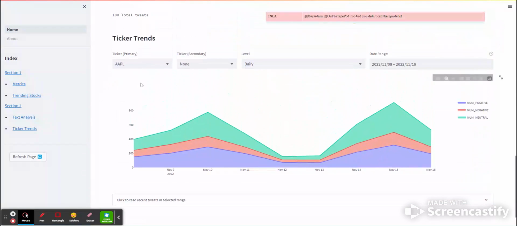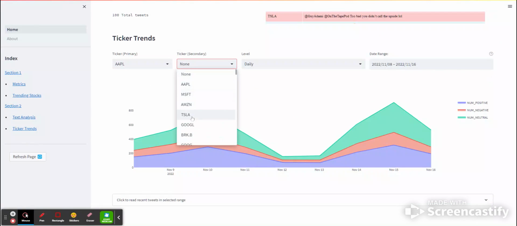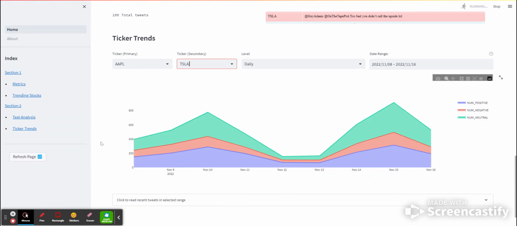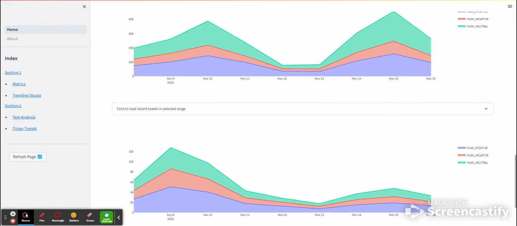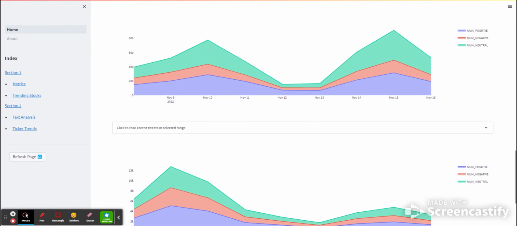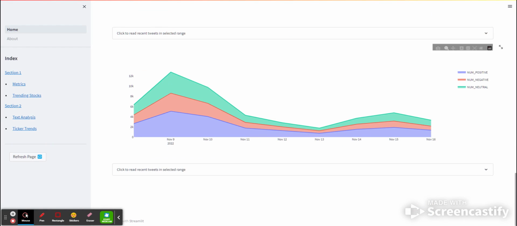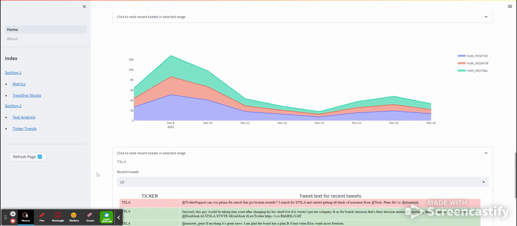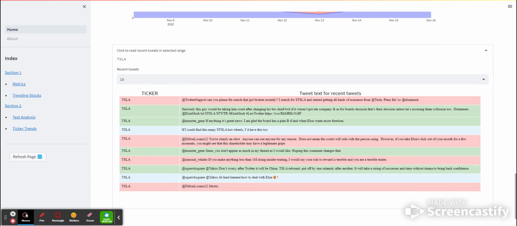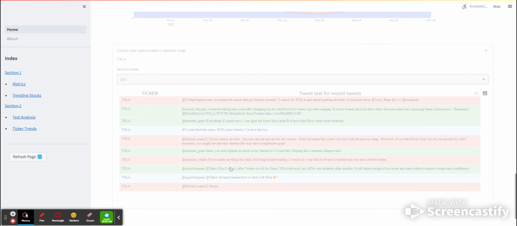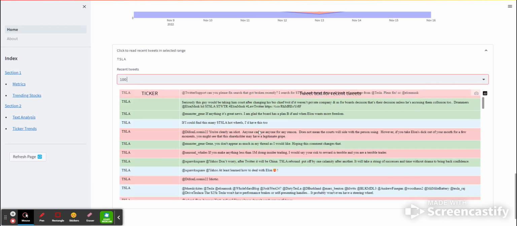And similarly, if you are interested in comparing two different symbols, so if I want to compare Tesla and Apple, I select Tesla here, and now I can just compare both of them. And just like the first chart, I can look at the recent tweets for Tesla, and I can get up to 100 or up to 500 different tweets. And there you go.